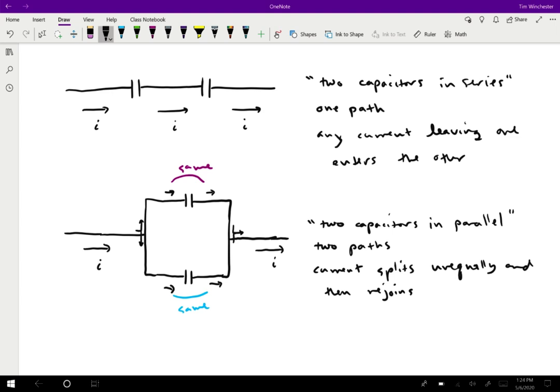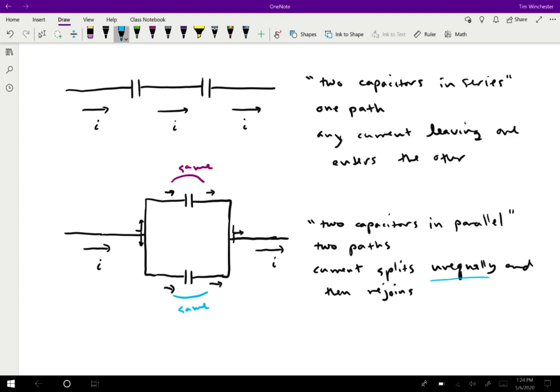Now, why do I say that it splits unequally? Well, it is not required that it's unequal. It would be possible for the current to split equally, but you have absolutely no way to know that ahead of time. So as far as you know, you could have almost all of the current go one way. You could have almost a 50-50 split. You could have any other combination, but what you do know is that the current splits. You don't know how much.